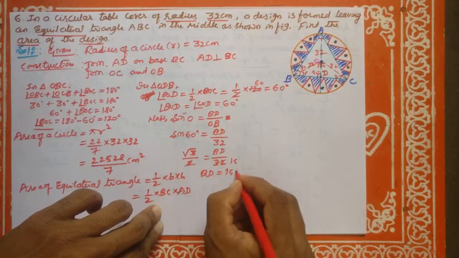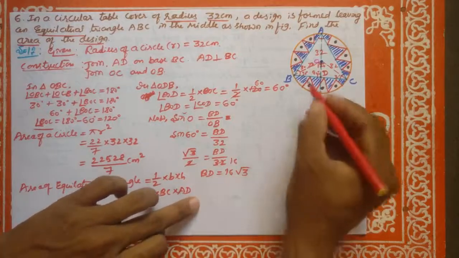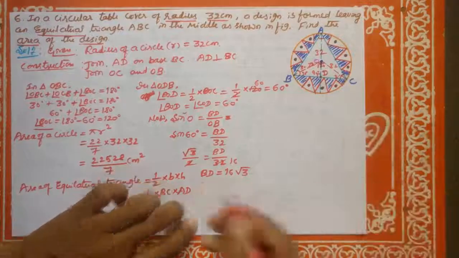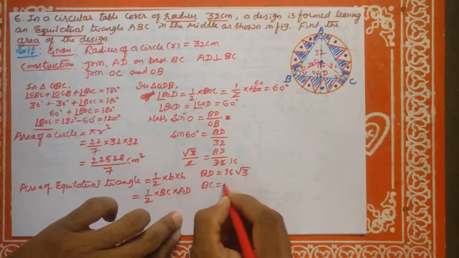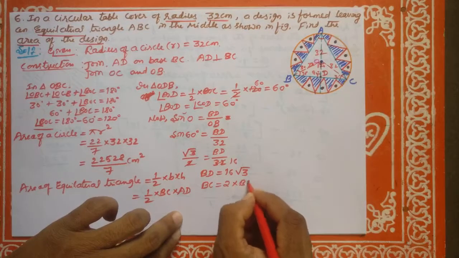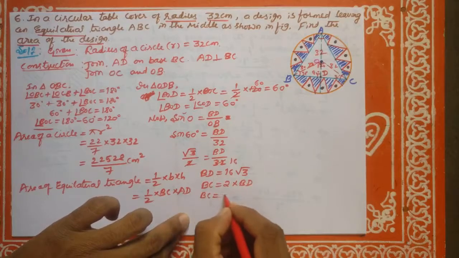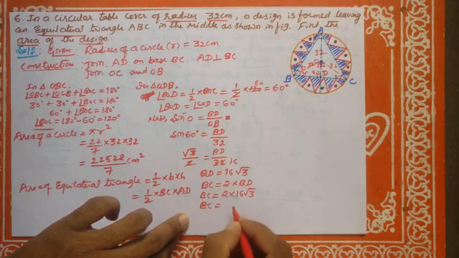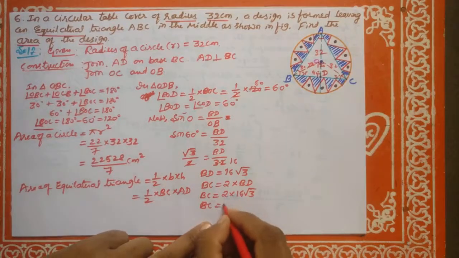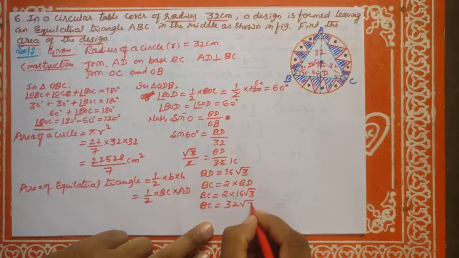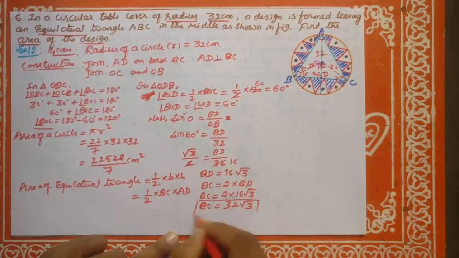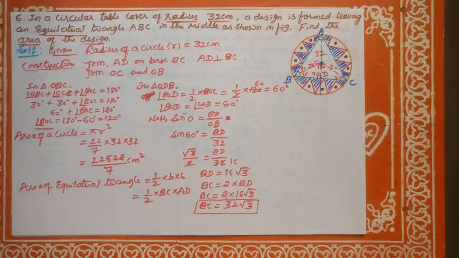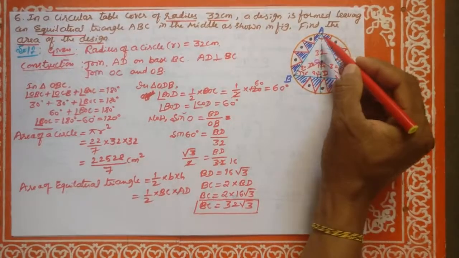BD is equal to 16 root 3. If BD is equal to 16 root 3, then BC is equal to 2 times BD. Therefore BC is equal to 2 into 16 root 3. That is, 2 sixteens is 32, so BC is equal to 32 root 3. We got BC. Now we got the base.